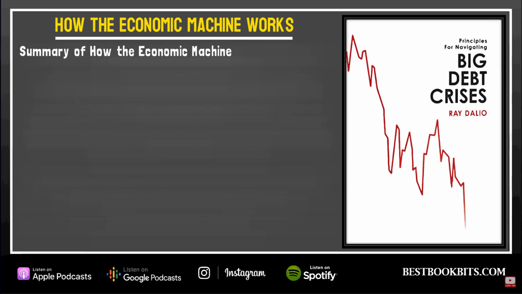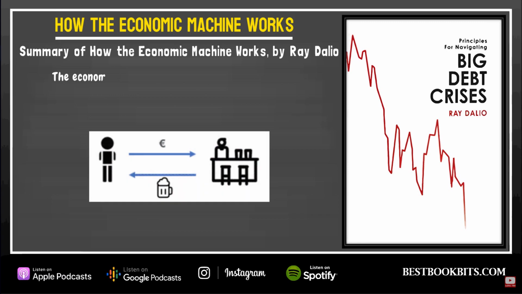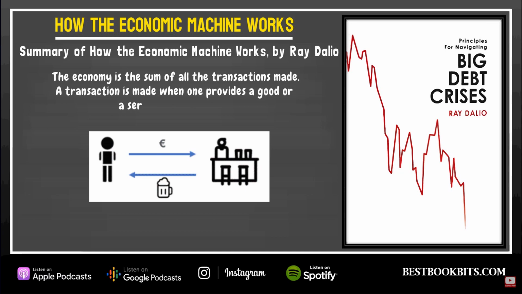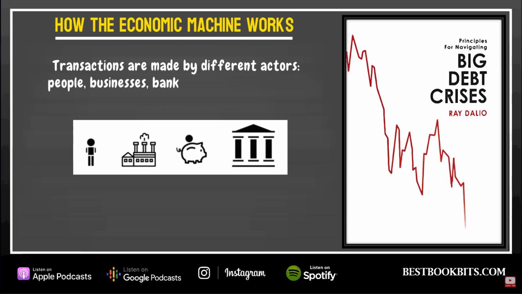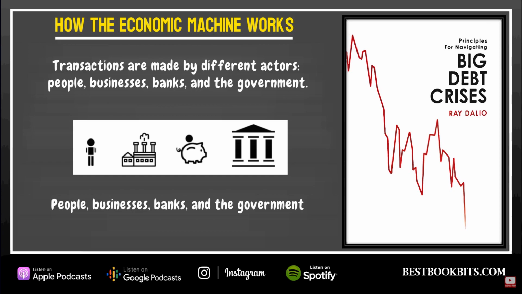Summary of How the Economic Machine Works by Ray Dalio. The economy is a sum of all transactions made. A transaction is made when one provides a good or service against money. Transactions are made by different actors: people, businesses, banks, and the government. The government is the biggest spender.